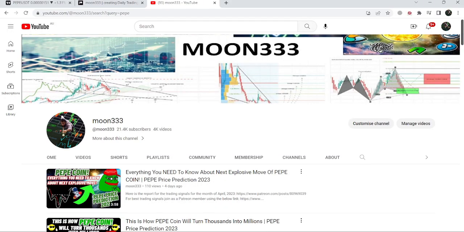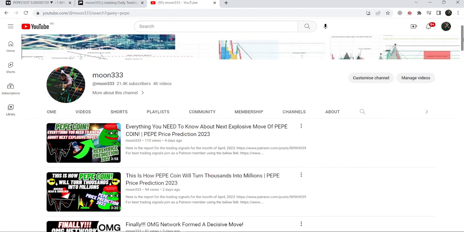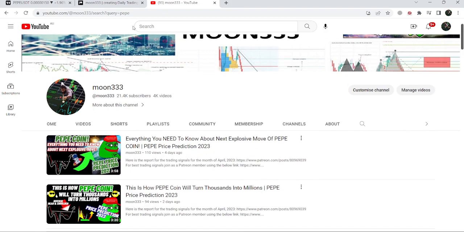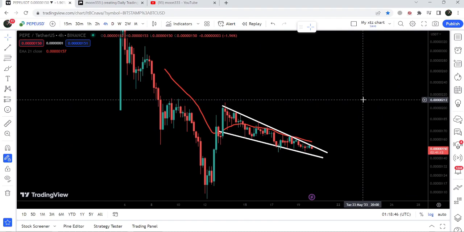In my previous video, I was showing you that the price line of Pepe formed an inverse head and shoulder pattern, and while forming the right shoulder, it also formed a falling wedge pattern as well. And in today's video, we will once again take a look at this move.